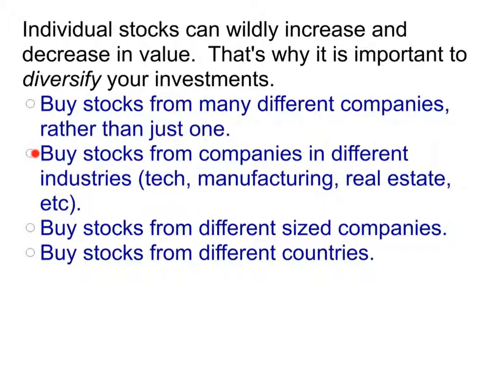Also, buy stocks from companies in different industries. You might buy some tech stocks, and you might have some manufacturing stocks or some real estate stocks. Some of you may recall people talk about the dot-com bubble that burst. Basically, people had dumped tons and tons of money into lots of tech stocks. They got overinflated, and then all of a sudden, they lost a ton of their value almost overnight. People who had only put their money in tech stocks took a big hit. People who had some tech stocks and some manufacturing stocks were okay because, yeah, a little bit of it went down, but the rest of it was still doing what it was always doing.